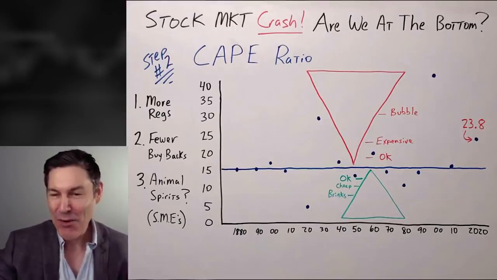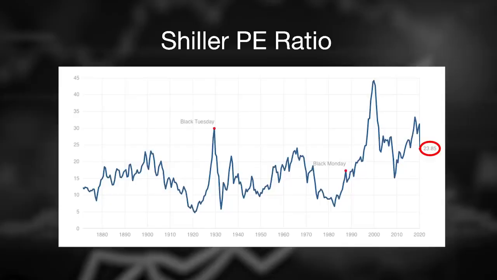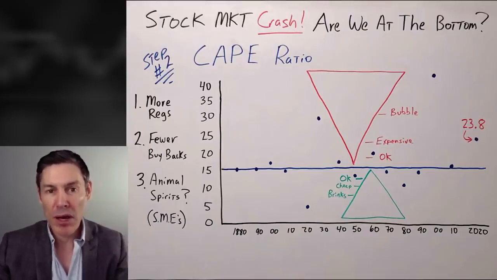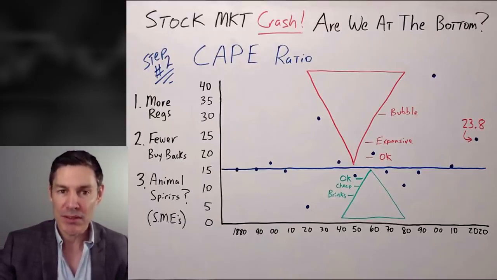So where are we today? 23.8, which is definitely expensive. And keep in mind, this is all the way down from plus 30. Back at the peak, I think it was around 30, 31, 32. So it has come down dramatically. But at 23.8, it's still expensive. Definitely nowhere near cheap. I'd also like to add that on a moving forward basis, I think the business climate is going to be far less friendly.